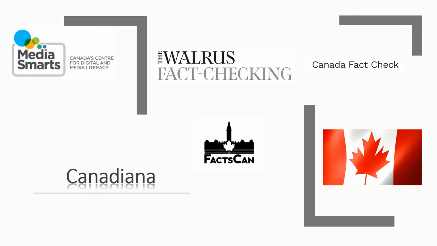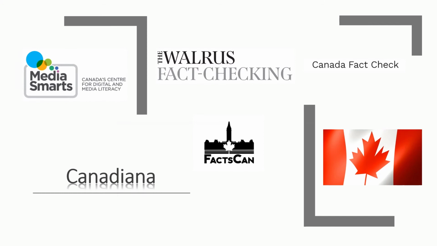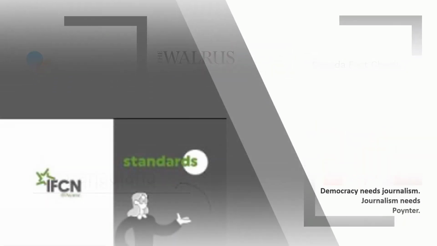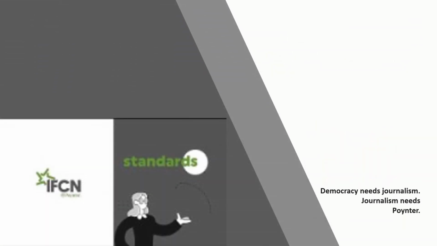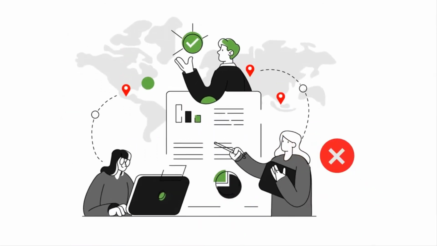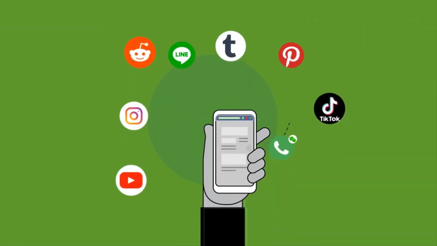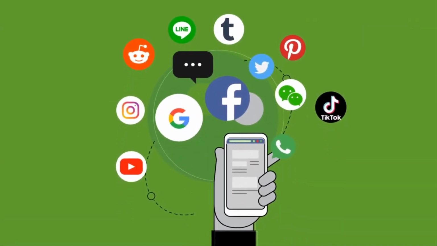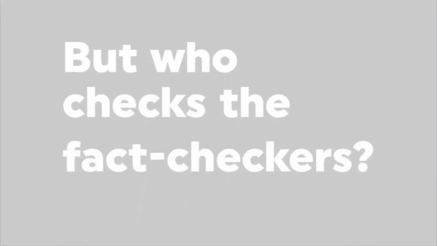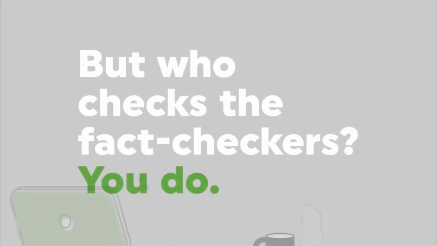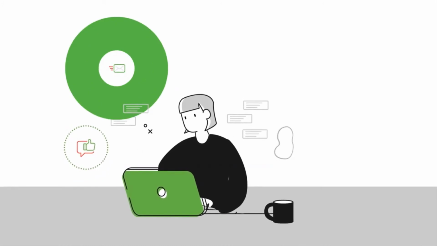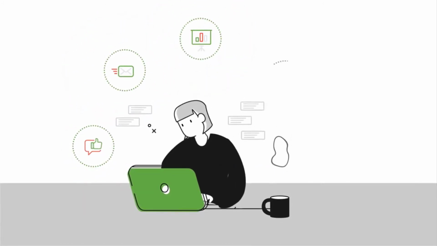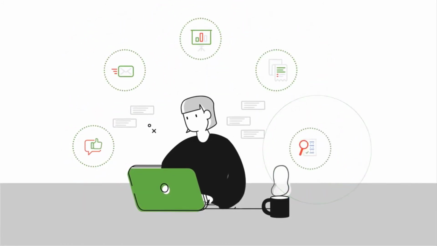The aforementioned Canadian gold standard for scrutinizing all things digital, the Canada Centre for Digital and Media Literacy. Check out the Poynter Institute and the International Fact-Checking Network to see what you can do. A growing number of fact-checking projects around the world are analyzing claims of public figures to determine whether they are true or false. Some of them also check whether that viral story you saw on social media is real. But who checks the fact-checkers? You do. Trustworthy fact-checking organizations are committed to telling their fact-checking audiences who they are, how they fund their organizations, and how they do their work.